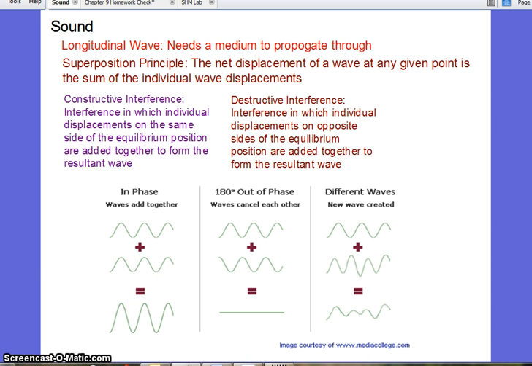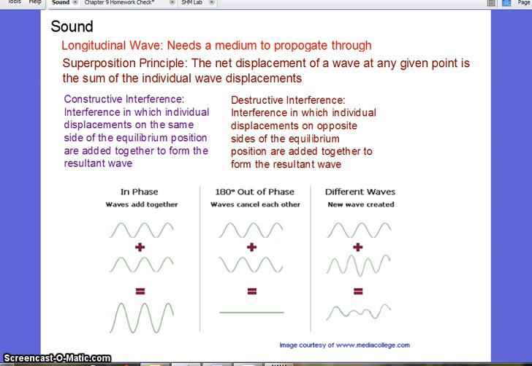But sometimes they don't match up. They are what we call out of phase. And so when they're out of phase, a crest of the first wave matches up with a trough of the second, or a trough of the first wave matches up with a crest of the second. And so they cancel each other out. And we refer to this as destructive interference.